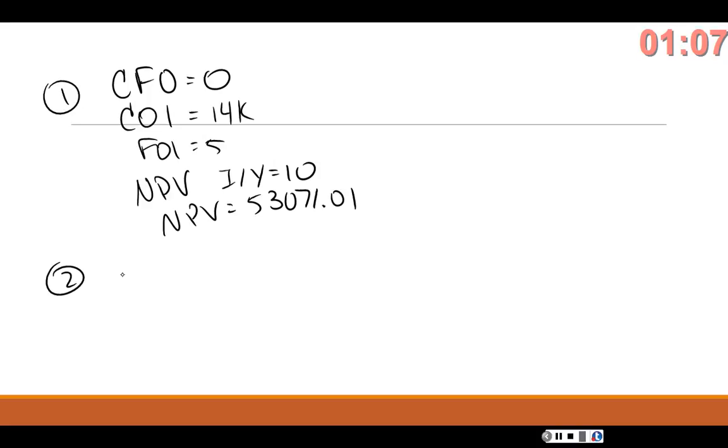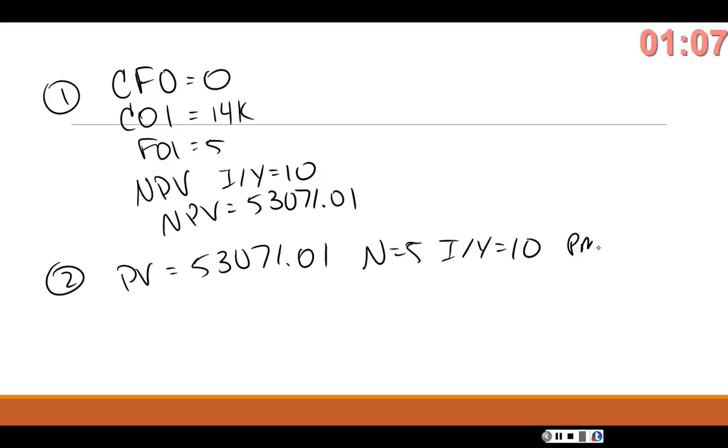Step 2, we set the present value equal to the $53,071.01. N is equal to 5. The interest rate is 10. Payment is 0. And we need to calculate the future value. And you should get $85,471.40. Here I get that as a negative in my calculator. That's fine. We just need to change it to a positive in step 3.